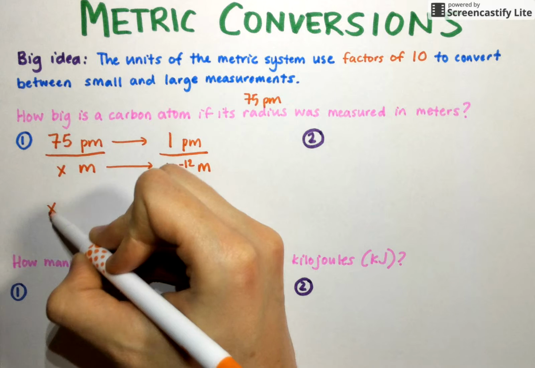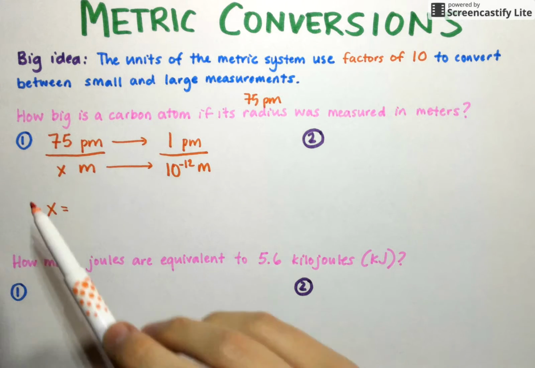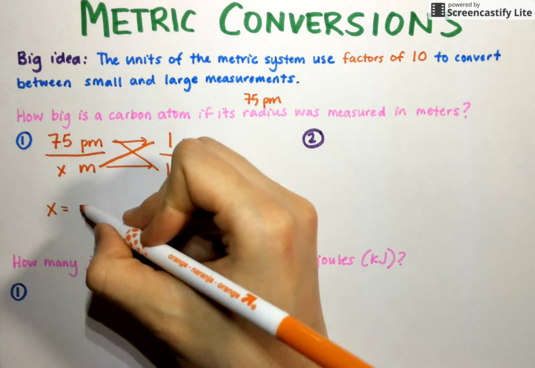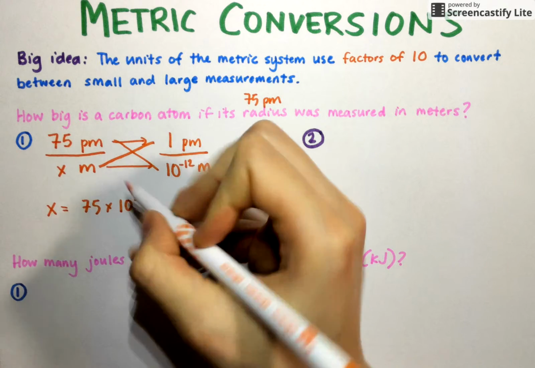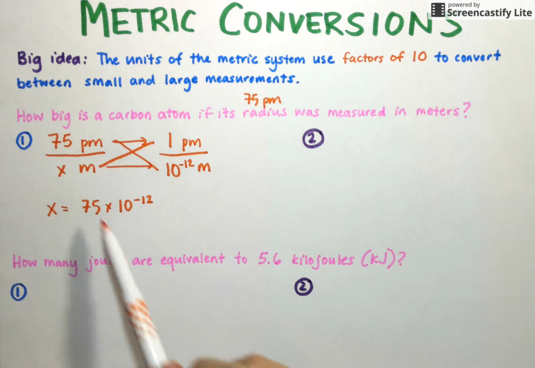In this case, we do have to ignore units to make it make sense, which is what makes it unpreferred later on in science. But I see x is going to be equal to 75 times 10 to the minus 12th. And I know x was a measurement that was going to be made in meters. Okay, we'll deal with this a little bit later.